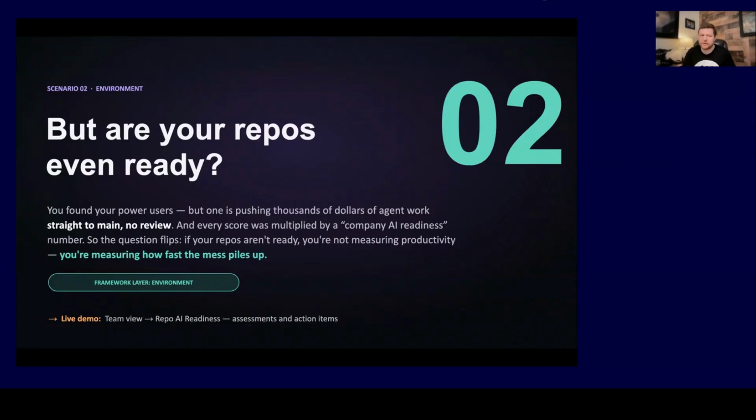All right, so let's get into the next scenario. Now we're moving down the framework layer, so we're going to get into environment. We looked at adoption and autonomy, but now we want to get into whether our code base, our environment, is ready for agentic development.